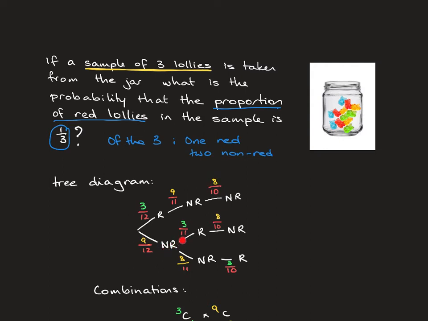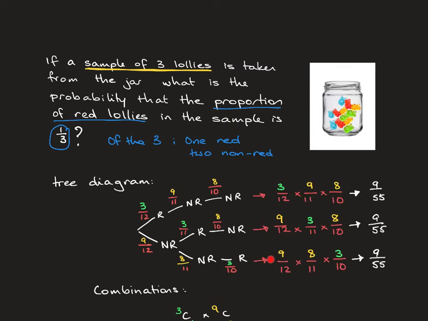And the same idea working through these branches. And so if I was to work out the probability for each of these branches and then add them all together, I would find the probability of the proportion being 1/3.